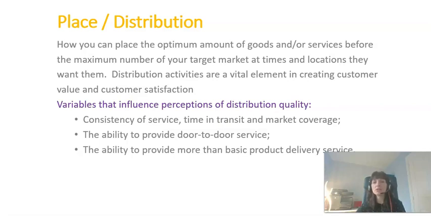So the place and distribution, just like the price, must match our market position. We need it to be consistent because we need to make sure that we are delivering on those expectations. So we need consistency in service. I think this is quite interesting now because when companies are selling things, they've not just got the place in terms of how they get it to you, they also need to ensure that they can get it returned easily as well. So this is the ability to provide more than just a basic product delivery service.